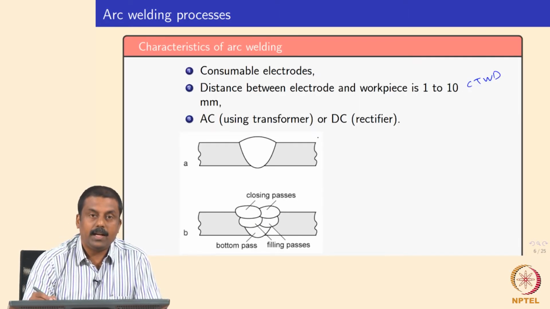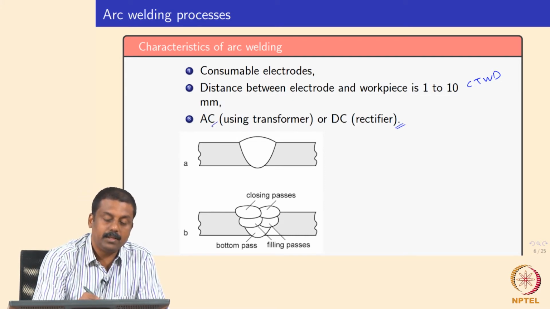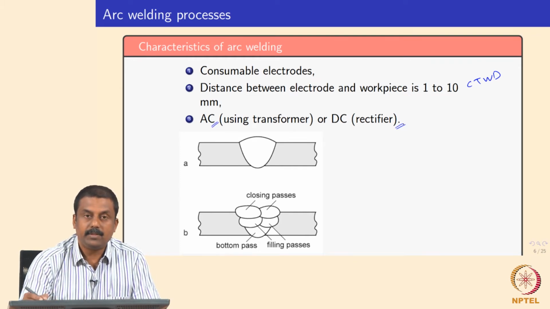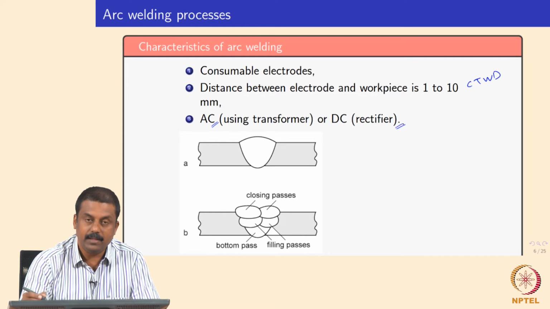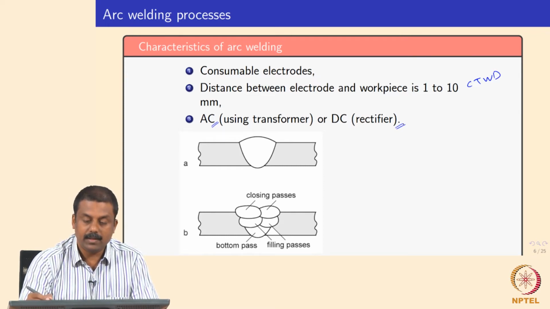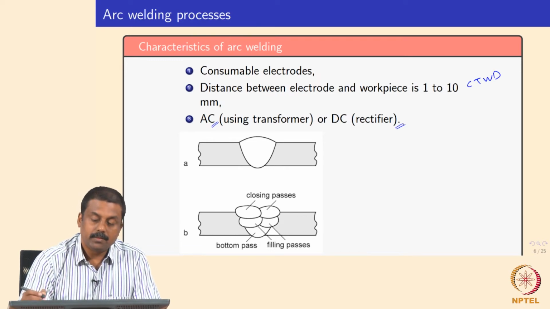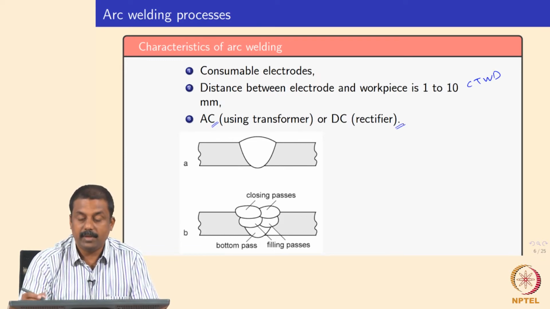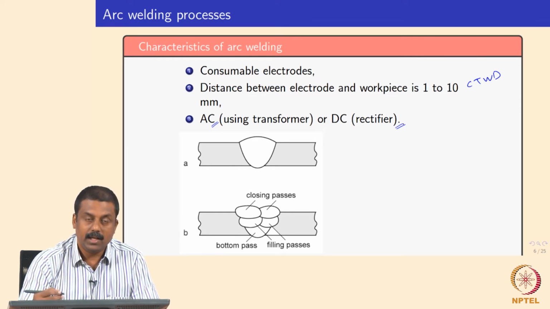We can use either alternating current or direct current, based on our need. For example, welding of aluminum is generally done with alternating current, and use of DC is preferred in welding of steels, because we can manipulate the waveforms very easily within direct current. Either you can do it in a pulse current, or you can do it with various modes of the waveforms.